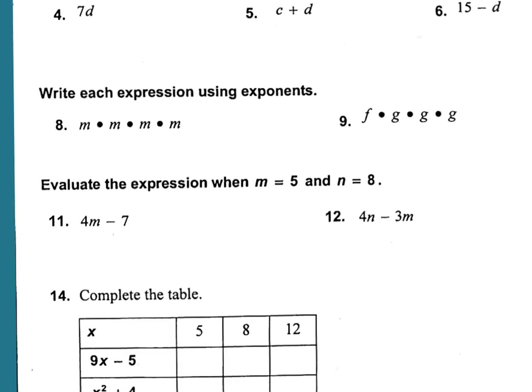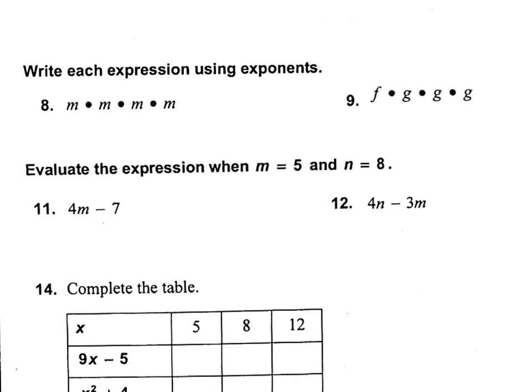The rest of it is just like what we did in the practice, except I'm looking at number 8 and number 9. It wants us to write expressions using exponents. Okay, well, we didn't see anything like that. So how many m's do I have on number 8? Well, because there's multiplication here, we have 4 m's. We're going to go m to the 4th power.